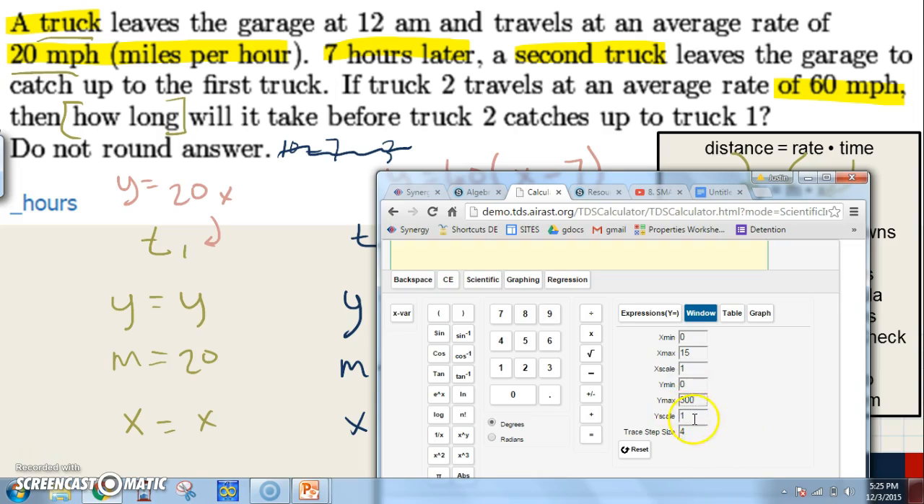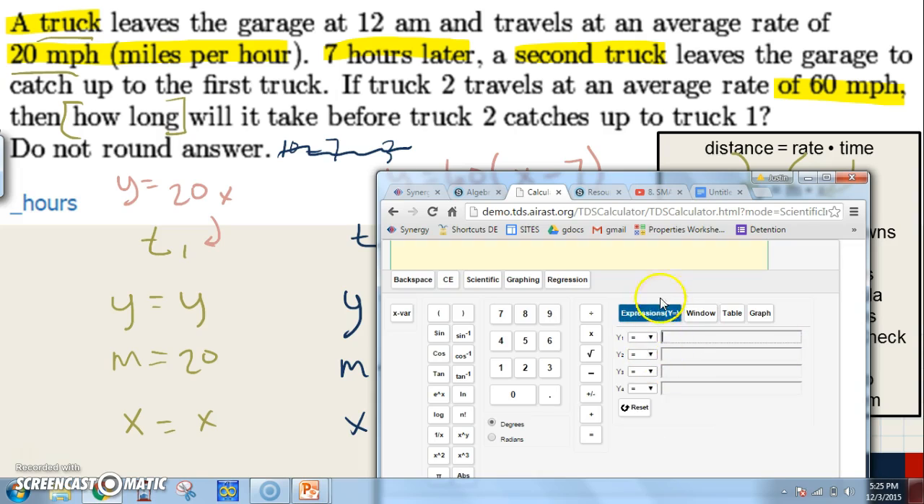And maybe we might have to come back. And then the scale for 1, we don't want to go up 1 unit from 0 to 300. So let's change the scale to about, let's go 20. 20 is a good one. And now that we've got the window set up, let's go ahead and enter in our equations.